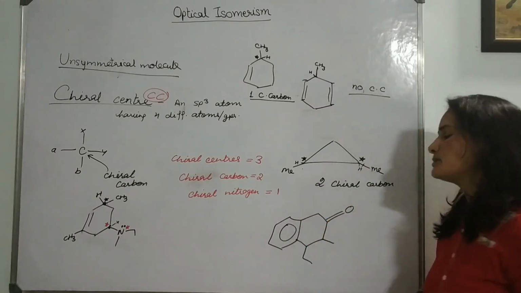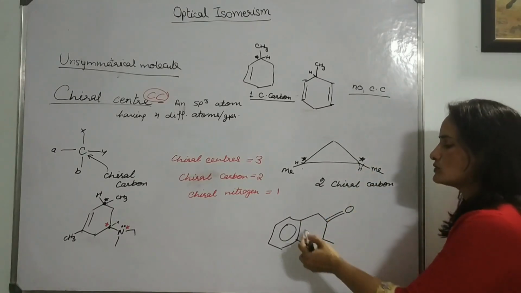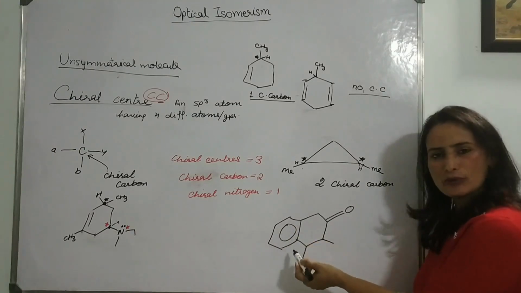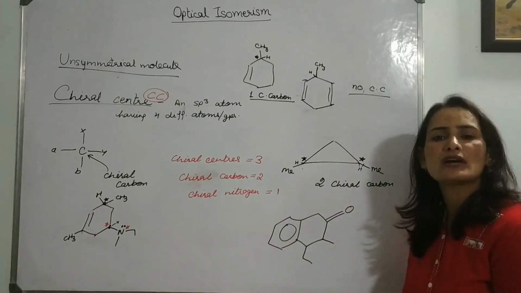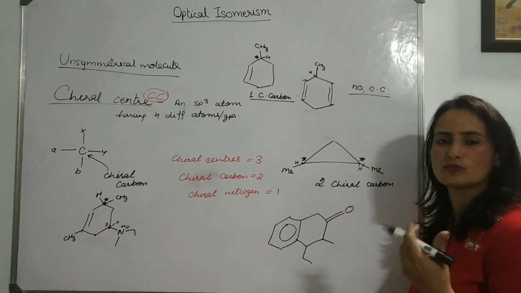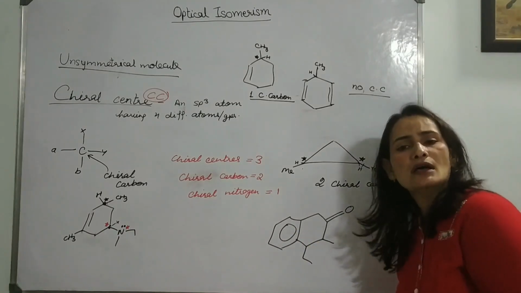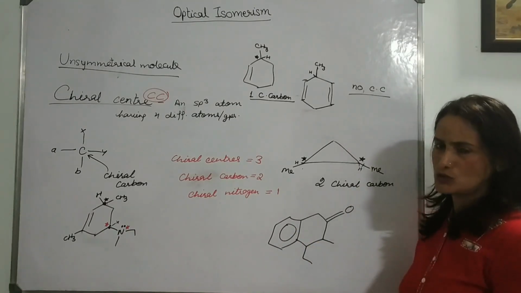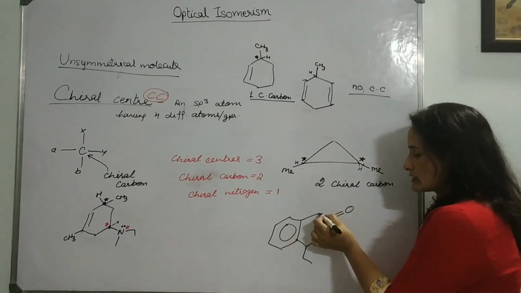Now let's take this molecule. In this molecule, do not check this ring because it is an aromatic ring, and in an aromatic ring each carbon is sp2 hybridized. So this is of no use. For the sp2 we are not going to waste time. So just go for this carbon.